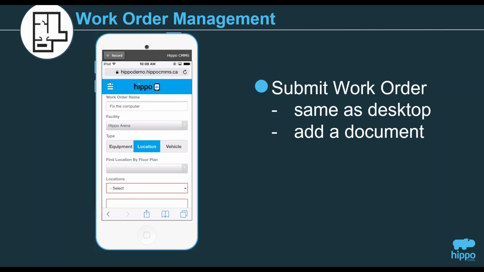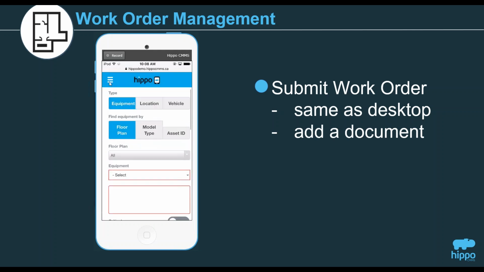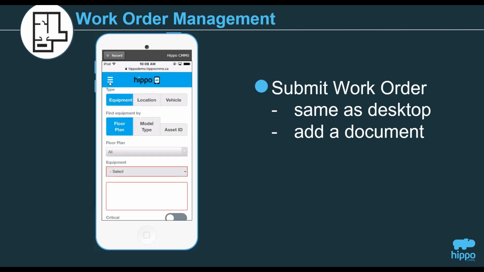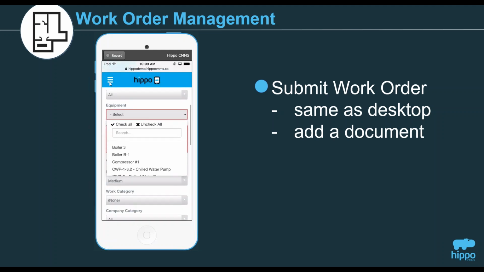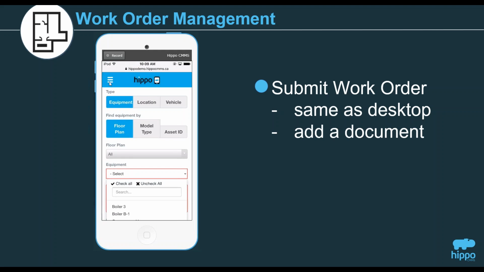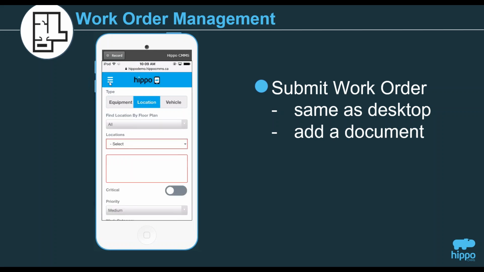Okay, next is type. Is this equipment, location, or vehicle? If I select equipment, I can choose to find equipment by floor plan, model type, or asset ID. I can look at the drop-down menu and look at all the equipment within my facility. However, I haven't mapped my computer. I'm going to just say this is location-based. It's a small asset, so we'll identify that computer just being in room 102. I can select one or more.